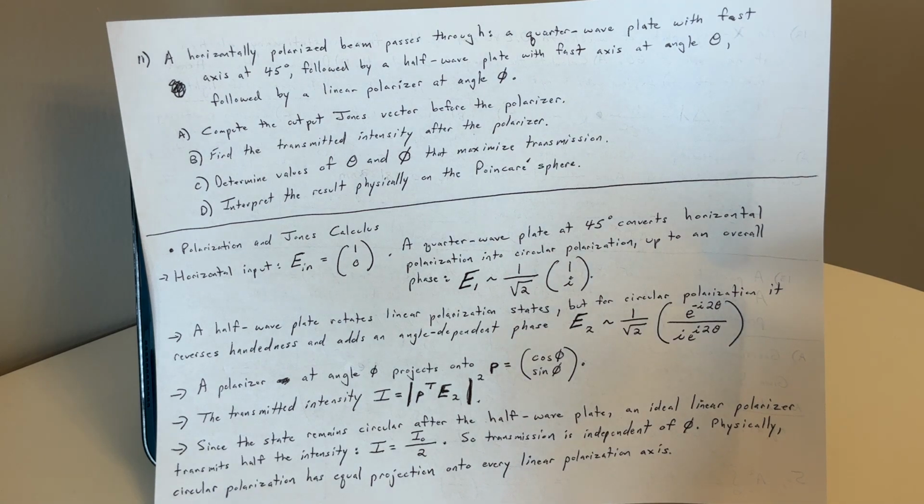So since the state remains circular after the half-wave plate, an ideal linear polarizer transmits half the intensity, I equals I naught over 2, and so the transmission is independent of phi. Physically, circular polarization has equal projection onto every linear polarization axis. Okay, so that takes care of number 11. Number 12.